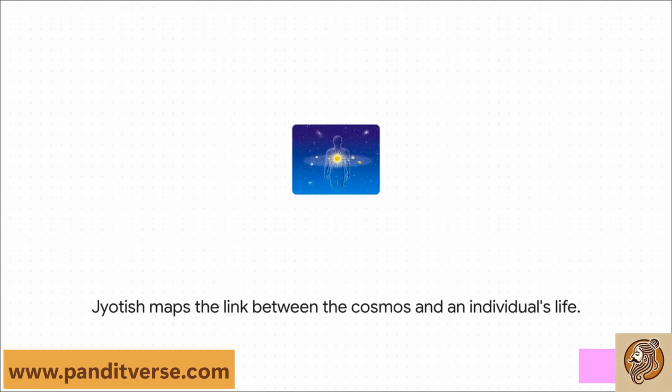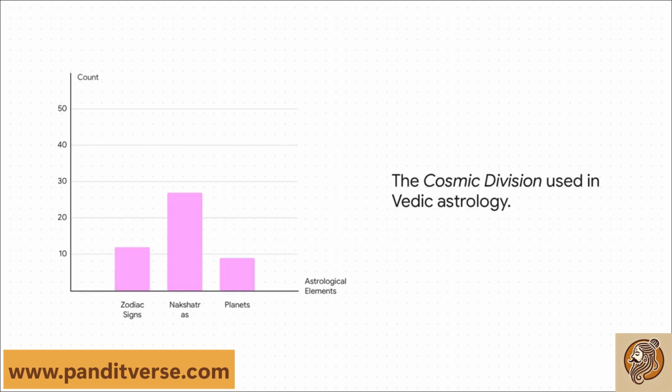This visual really gets to the core idea of Jyotish. It's all about mapping that deep connection between the macrocosm, the big, vast universe with its planets and stars, and the microcosm of an individual's life, your life. It's a blueprint connecting your personal path to the rhythms of the cosmos. So let's quickly review the key ingredients that make up this blueprint.